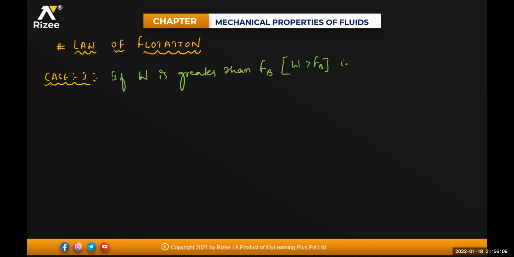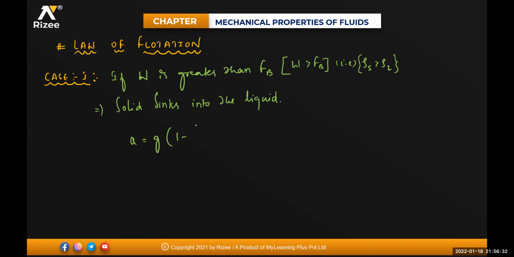That means density of solid is greater than density of liquid. So what happened to the solid, beta? Solid sinks into the liquid. Solid sinks into the liquid with certain acceleration, A, which will be equal to G into 1 minus density of liquid divided by density of solid, in the downward direction.